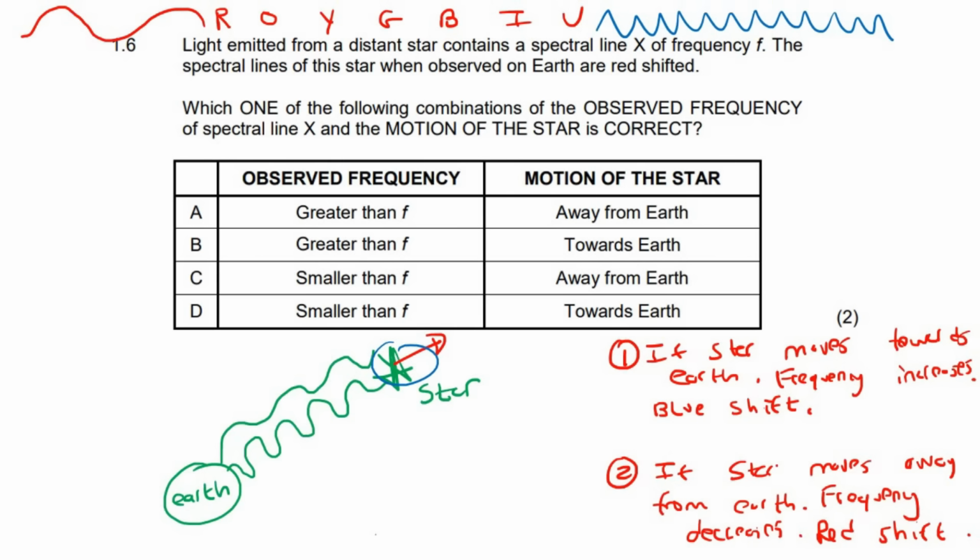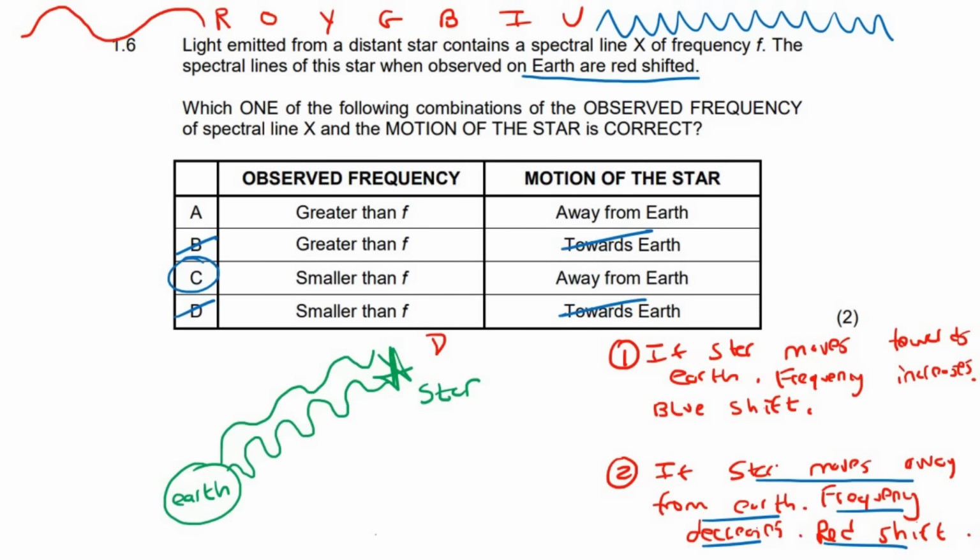So they tell us here that the spectral lines are red shifted. Oh, okay, so they tell us that we're red shifted. That means that we are moving away. So this can't be right and this can't be right. So D and B cannot be correct. Now, if you are red shifted, the frequency should decrease. And that's there, smaller than F. So C would be the answer.